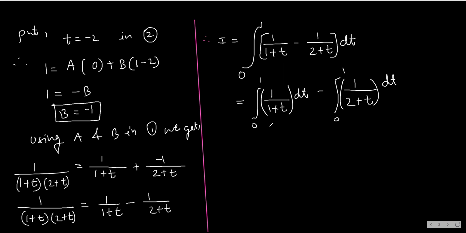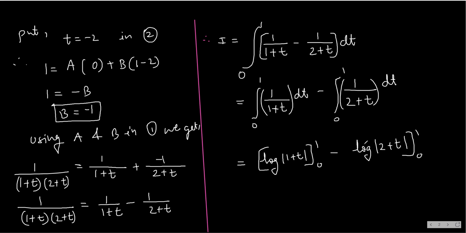Then I will have this as log of 1 plus t from 0 to 1, minus log of 2 plus t from 0 to 1. Now upper limit minus lower limit. So wherever t, I will put 1. So I get log of 1 plus 1 minus log of 1 plus 0. What I did, first I put t as 1 and then I put t as 0. Got that? And I get the difference. This is upper limit minus lower limit.